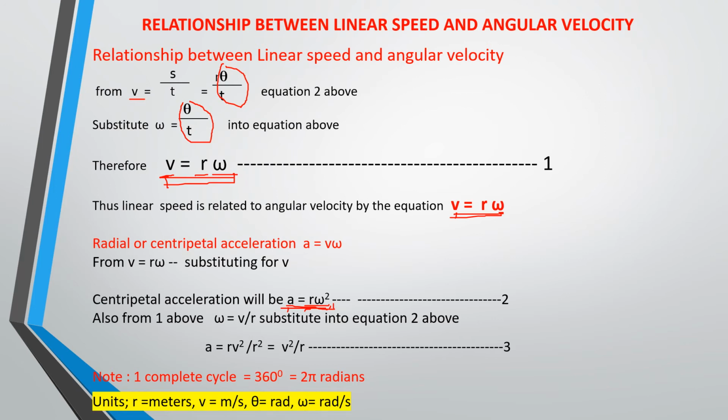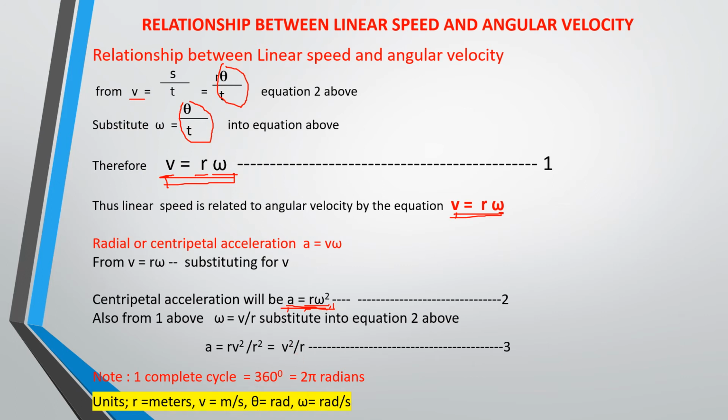Take note of this. Now, also from this particular equation, if you make your angular velocity the subject of the formula, you will have that angular velocity is equal to v, the linear velocity, all over radius. So if you substitute this into equation 2, you will have acceleration equal to radius times v squared all over r squared. Then when you do your cancellation, you are going to have that centripetal acceleration is equal to v squared all over r.